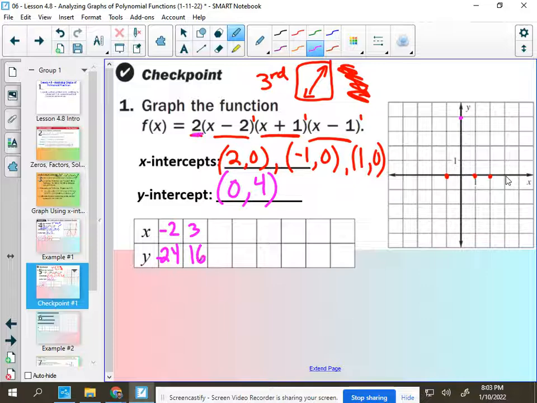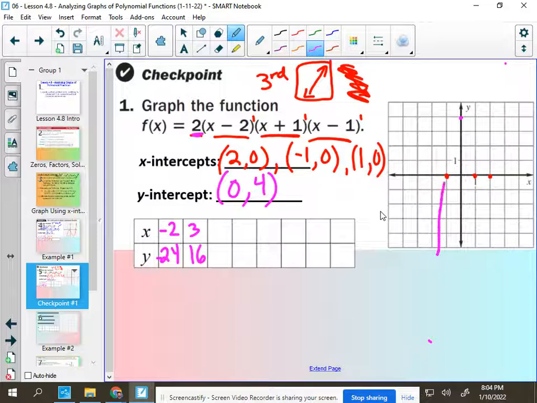And I think that has to do with this being a 2 out there. It gets pretty steep pretty quick. So obviously both of those are way off the page. -2, -24 would be way down here, probably even lower. And then 3, 16 is way above that. So it lines up with my shape. I'm not going to get any extra points, but basically this should be coming in super steep.